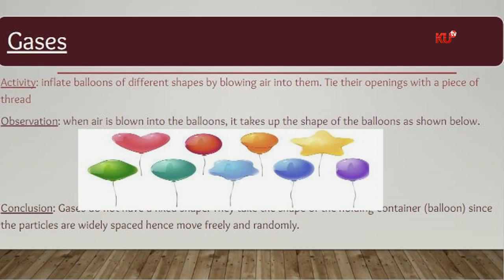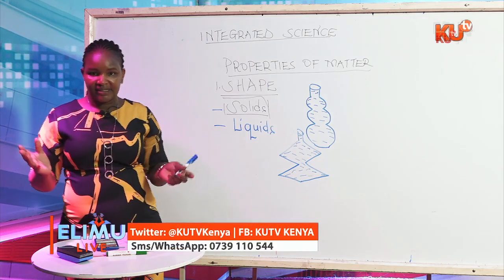You can see we have quite a number of balloons. The second one is in the shape of a heart. We have some round ones. We have some star. We have so many shapes. Some of them I don't know which shape they are, but you can see them. All of them have different shapes, and the air has entered that balloon and has taken the shape of the balloon. Why is this?